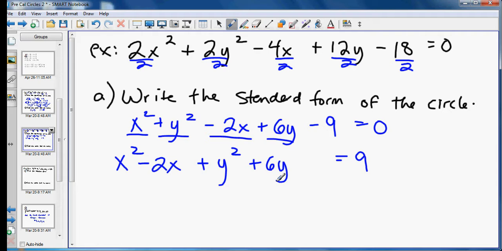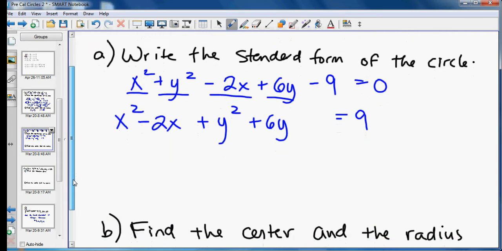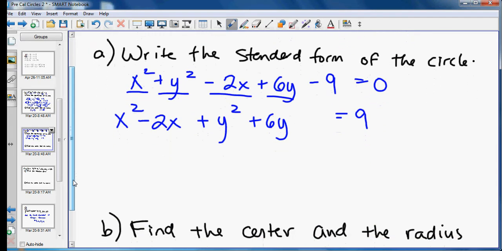And yes, you may notice this actually turned out to be the exact same thing as the previous example. We just had to do that first step of dividing by 2 first. So we'll go ahead and make sure we keep going for the sake of routine, getting a good handle on this. To complete the square, we look at this number and we cut it in half.